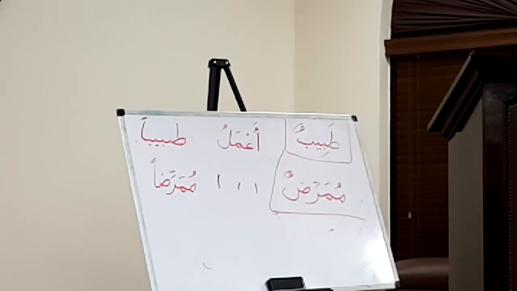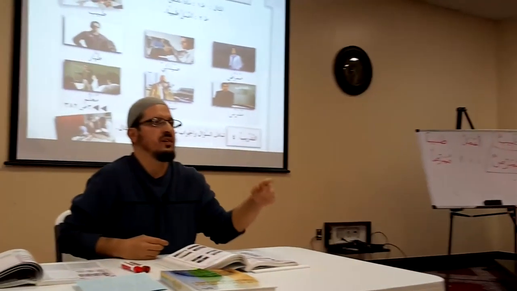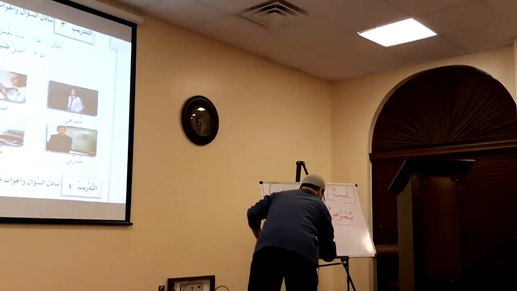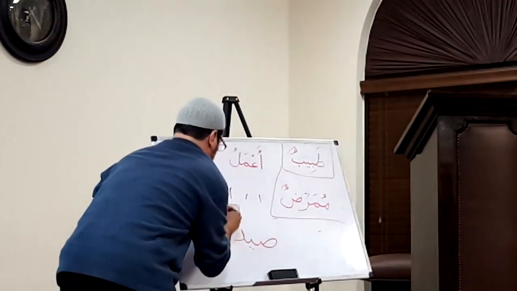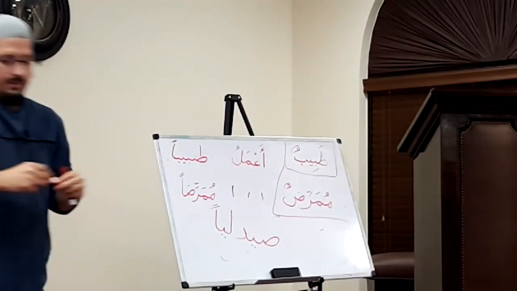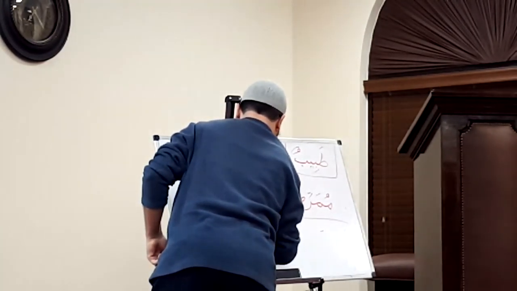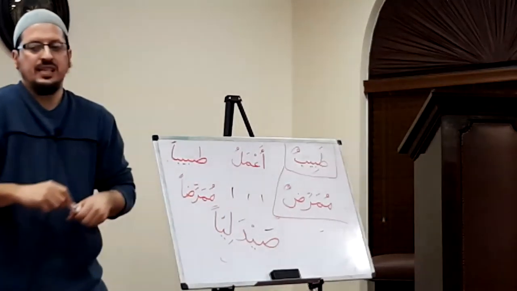Okay. A'malu saydaliyan. Saydali, ana saydali, anta saydali, right? A'malu saydaliyan. So you add, this is the word: sa, ya, dal, sai, da, liyan. There is shadda here. Saydaliyan, because the word is saydali. Yes, I didn't put the haraka. Saydali. Saydaliyan.